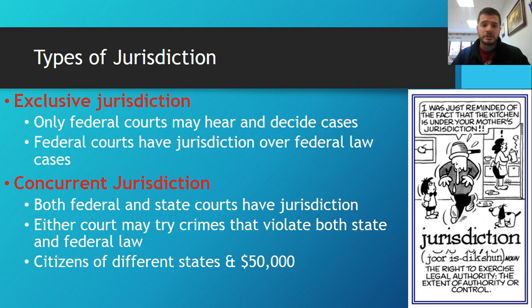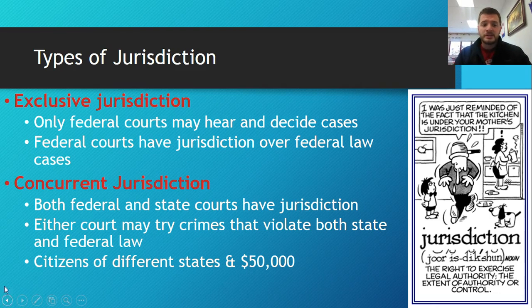We also have concurrent jurisdiction. That is where both federal and state courts have jurisdiction. Either court, federal or state, can try crimes that violate both a federal and a state law. Those are going to be much more specific. For example, treason: if you are plotting to kill the president, that is treason, and it would be tried in a federal court. But the states set all the speed limits, so if you break the speed limit, you would go to a state court.